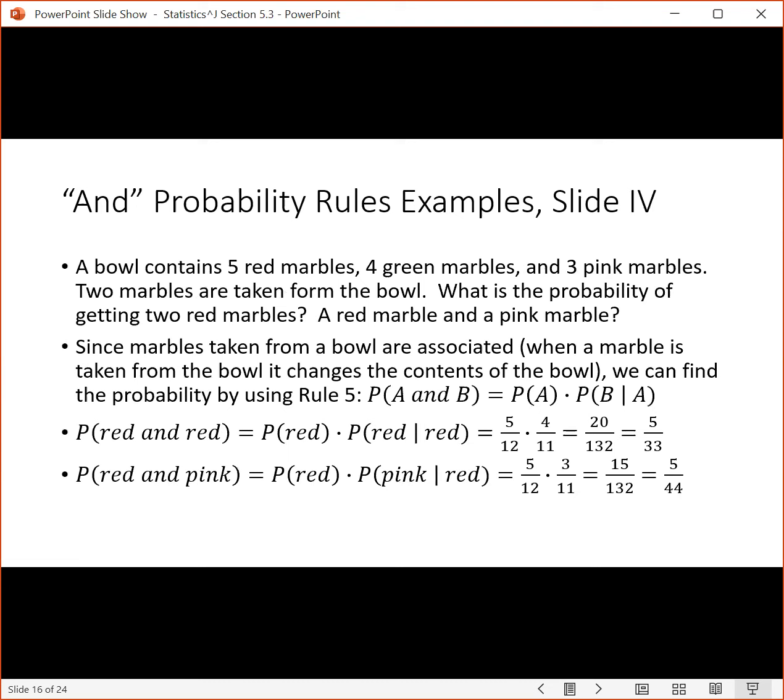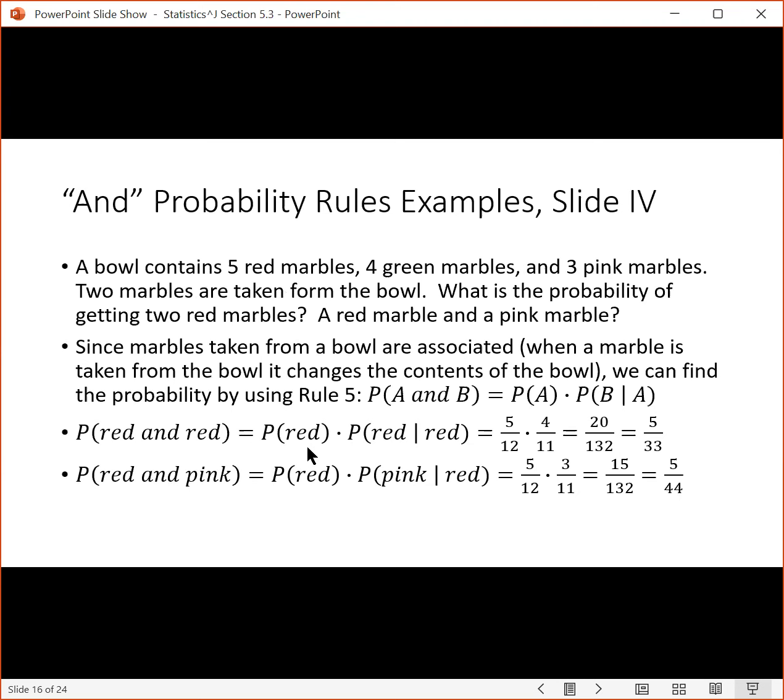And what's the probability of getting a red marble and a pink marble? Since marbles taken from a bowl are associated, right? So when you pull a marble from the bowl, it changes the contents of the bowl. So since it changes the contents of the bowl, it affects the probability for future marbles that are taken from the bowl. And so then that means that we need to use the first rule, the one with the conditional probability. So the probability of red and red, so you need to find the probability of red and then multiply by the probability of red, given that a red has already been taken.